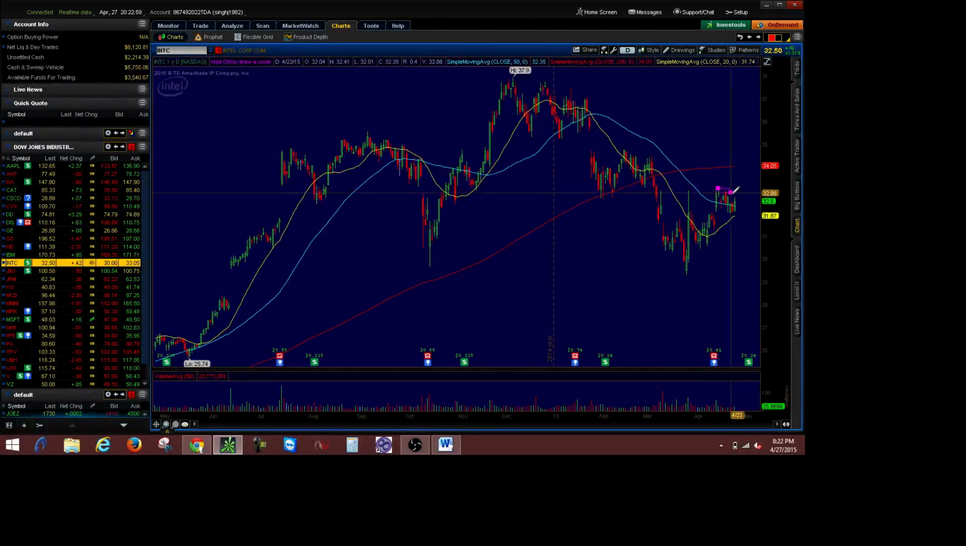Intel is looking nice for a swing, guys. This is looking like a nice little flag, right? See that beautiful flag? A break above this area could possibly retest this area right here. Then you have the next target, this gap fill.